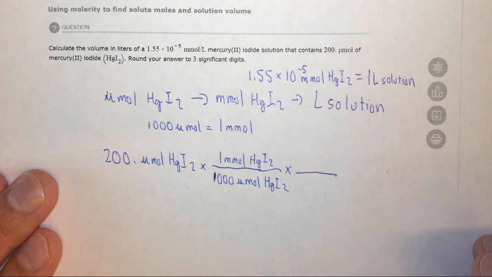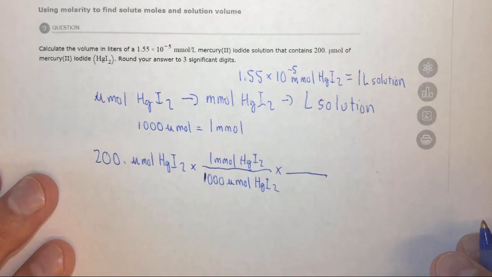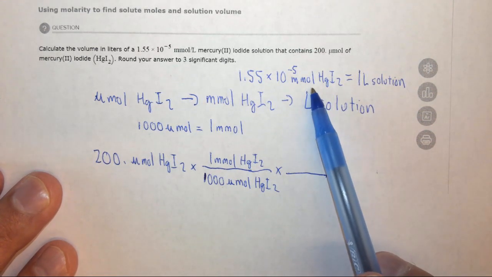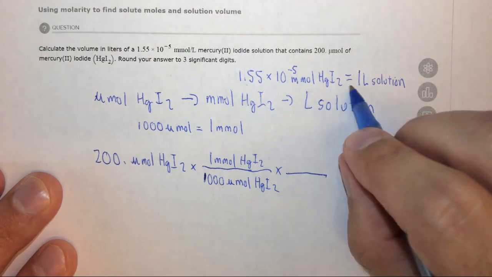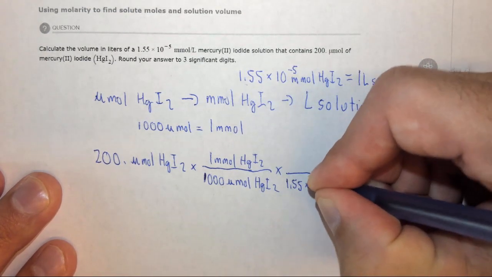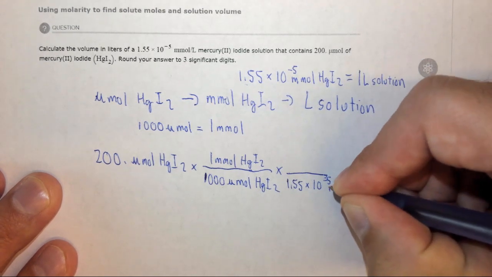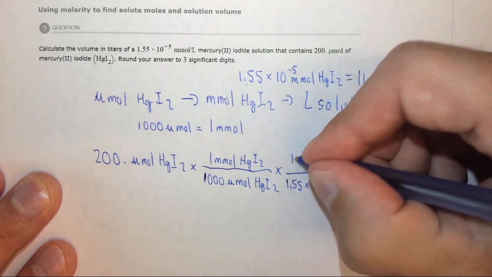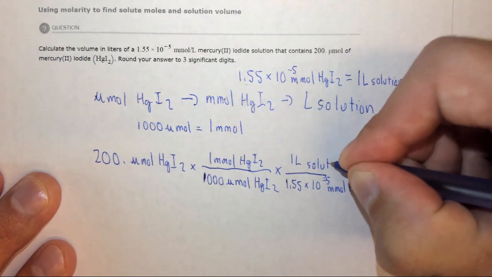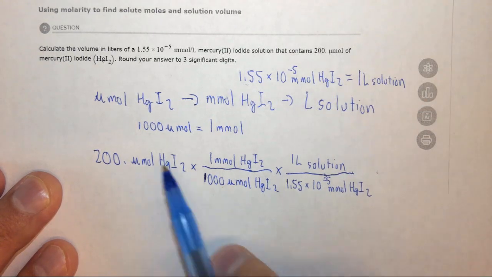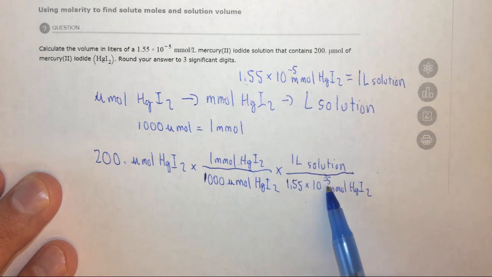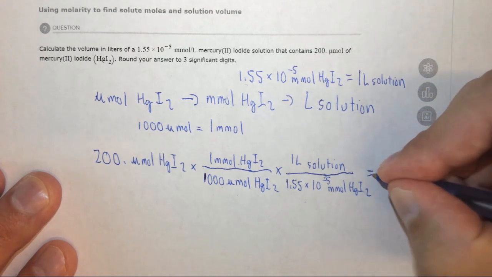times, now we want to convert this to a solution of volume. So we want millimoles of HgI2 to cancel out. So we want to put on the bottom 1.55 times 10 to the minus 5 millimoles of HgI2, and on top, 1 liter solution. To do this, multiply by the top, divide by the bottom, multiply by the top, divide by the bottom. Make sure you're using the 10 to the x or the EE key, depending on if you have a Casio calculator or a Texas Instruments calculator.